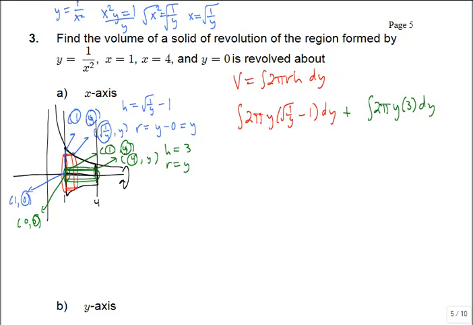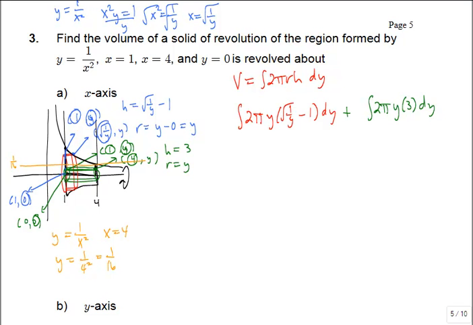Now, what are the bounds? Well, the bounds are going to depend on where this change happens, and the change happens right where the curve intersects 4. So where does 1 over x squared, where does that curve intersect x equals 4? Well, if I plug in 4, 1 over 4 squared is 1/16. So this is at a height of 1/16.